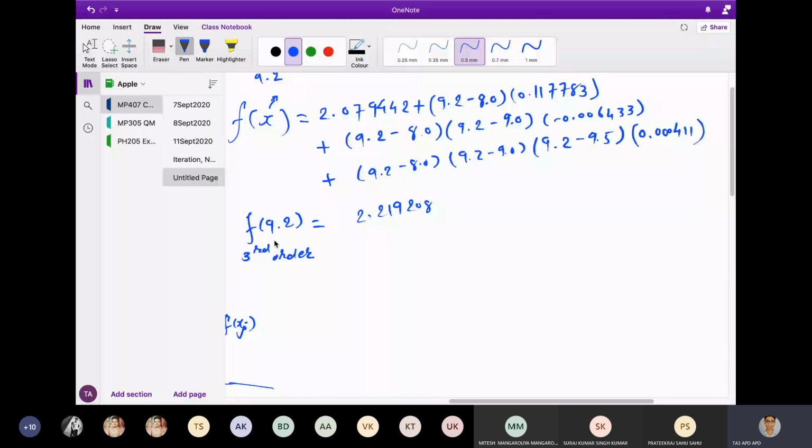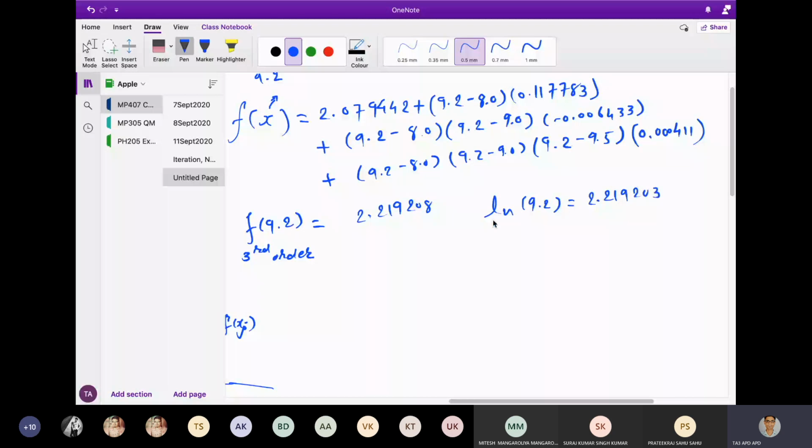Okay, so I hope this is correct. So this is the answer, and if you calculate the error, तो exact value जो है 9.2 का, so that is somewhat equal to 2.219203. So that's the exact value.